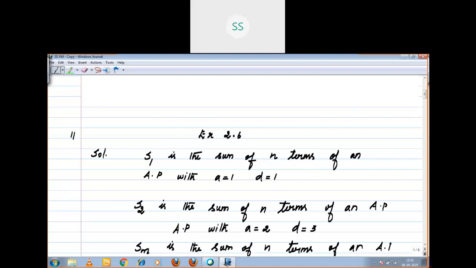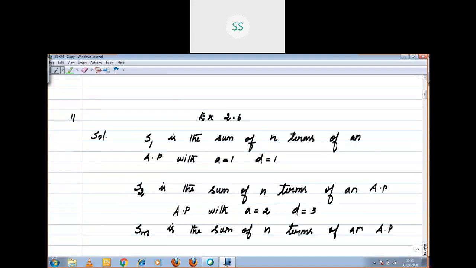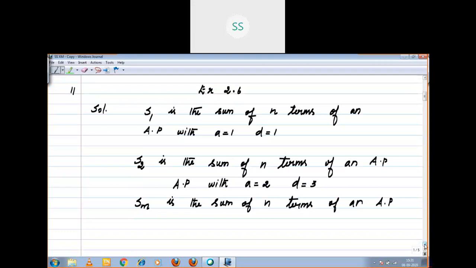The statement I am converting into the simplest form, children. You have to listen carefully, right? With first term A equal to m and D equal to 2m minus 1. What is the Sn formula? You know, n by 2 into (2a plus (n minus 1) into D).